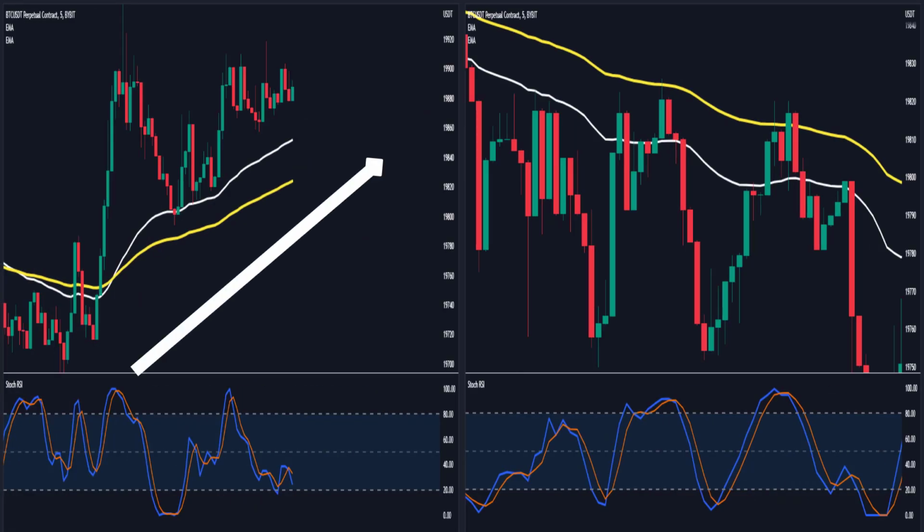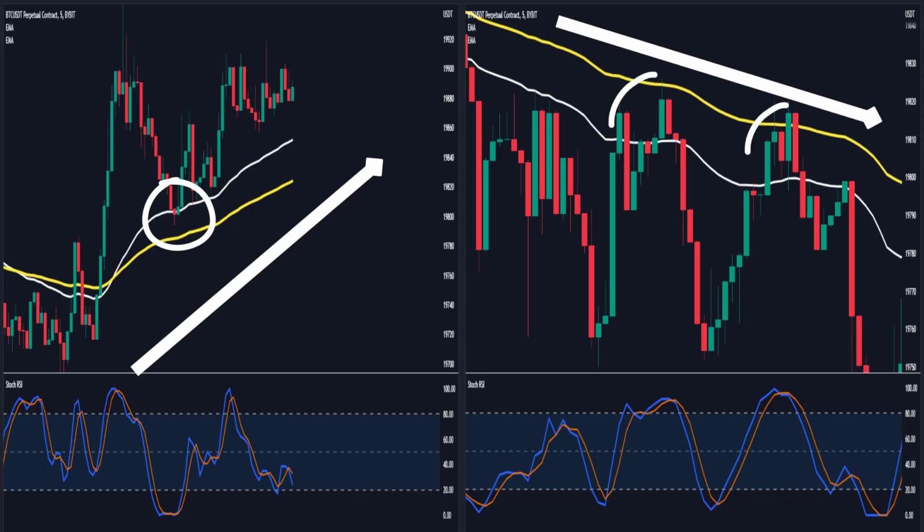For example, on the left, the price is in an uptrend, and we see that the area between the 50 and 100 EMA acted as support multiple times. On the right, the price is in a downtrend, and we also see that the area between 50 and 100 EMA acted as the resistance multiple times.